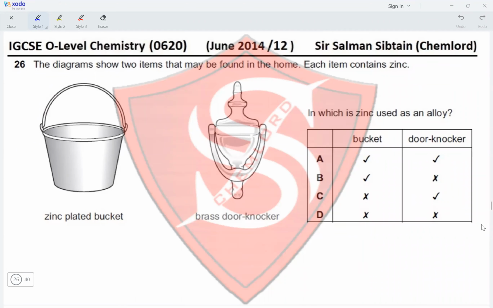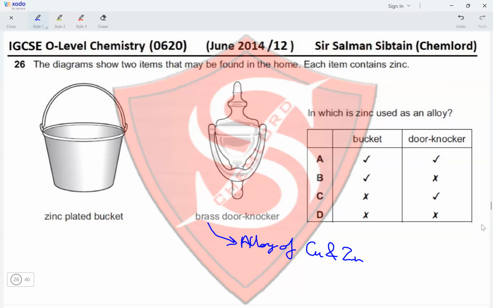Question 26. The diagrams show two items that may be found in the home. Each item contains zinc. So zinc plated bucket and brass door knocker. In which is zinc used as an alloy? So zinc plated means it is electroplated with zinc. It is made of some other metal and zinc is coated onto it. So this is electroplating. And brass door knocker. Brass is an alloy of copper and zinc.